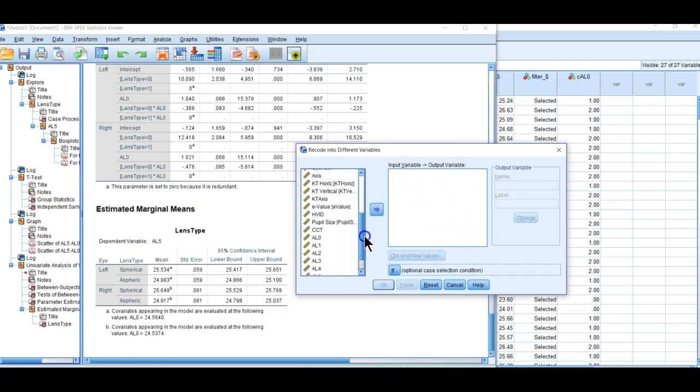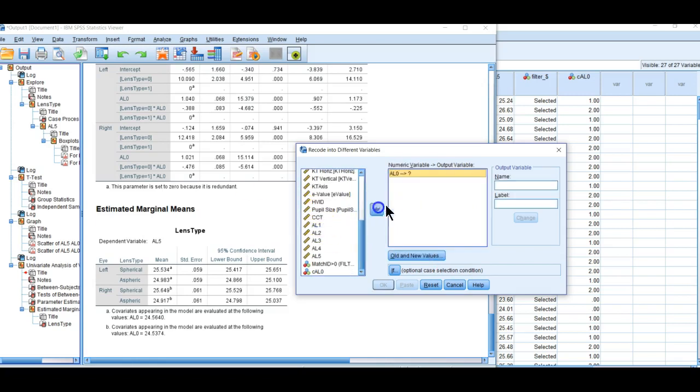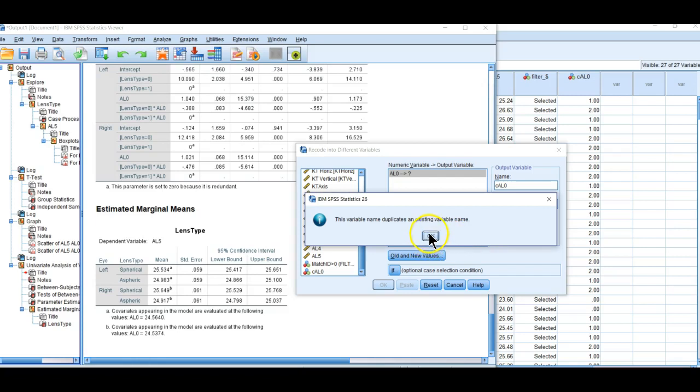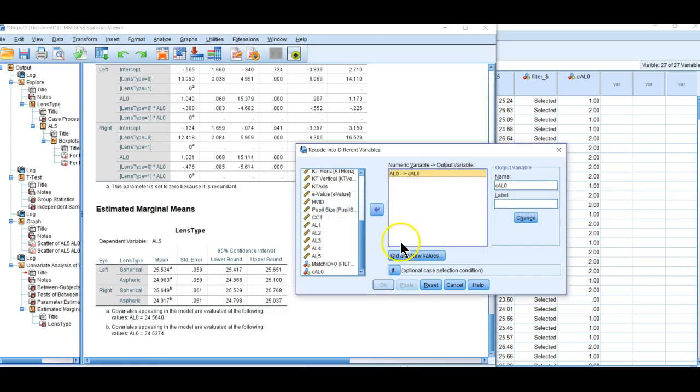And so we're going to go down here, we're going to choose AL0, and we're going to call it CAL0 for categorizing it. So we're going to categorize axial length into 3 groups. Now, what are those 3 groups going to be? Unfortunately, I didn't figure that out yet. So let's go do that. It seems I've done this before.